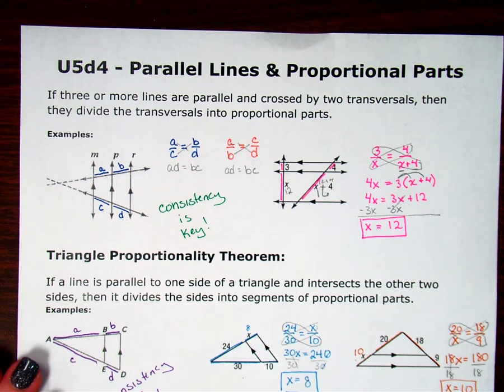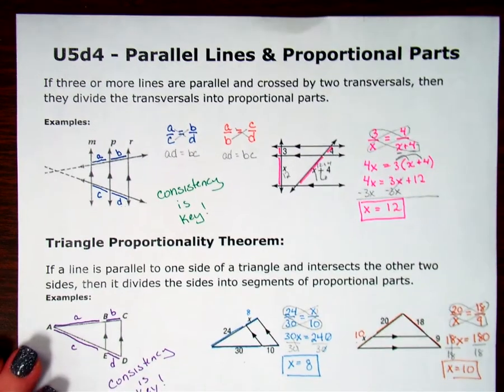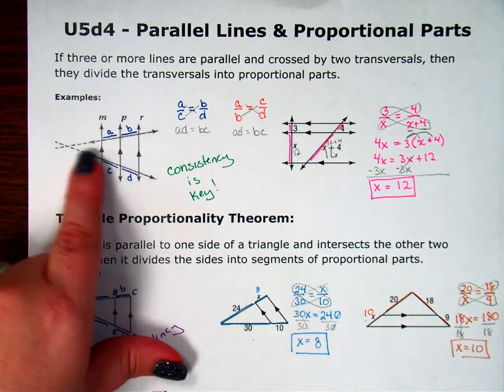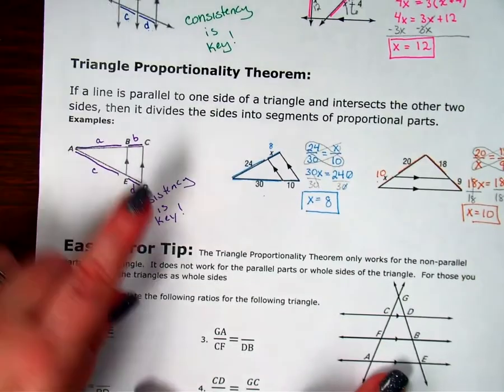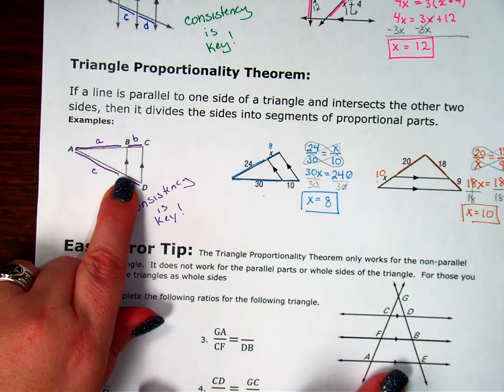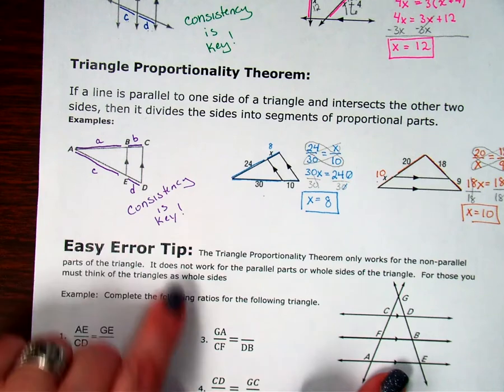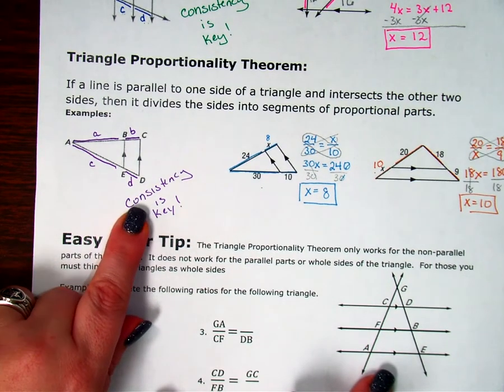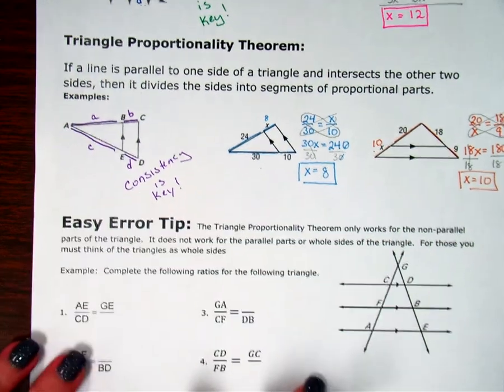Hi, welcome back. In the last video, we looked at parallel lines and proportional parts, and we talked about how when you have parallel lines cutting a transversal, or if you have parallel lines inside a triangle, then your sides or your transversals will be divided into proportional parts, and we said consistency is definitely the key here when you're setting up your proportions.